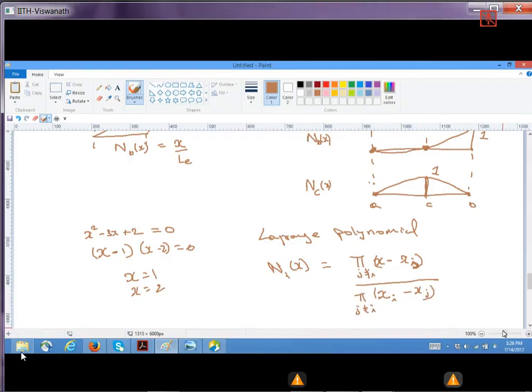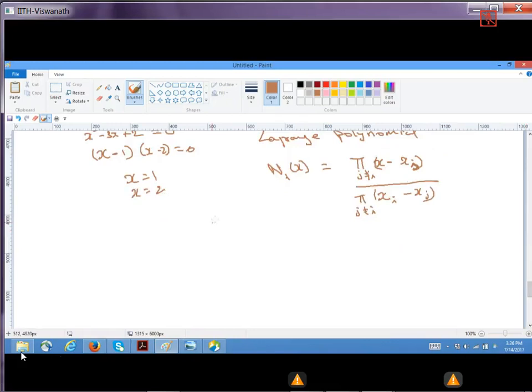Anyway, you may feel this is a very complicated form, so I'll give you a simple example. Na of x is x minus xb, x minus xc, divided by xa minus xb, xa minus xc. These are the same; the numerator is a product. Similarly, the denominator should not have xa in the second term, but the first term on the denominator, everything should be there. That's what I have done.